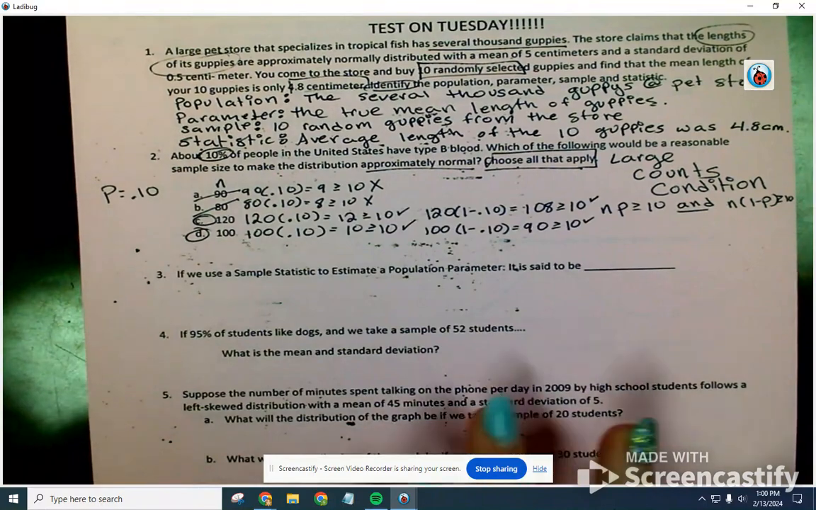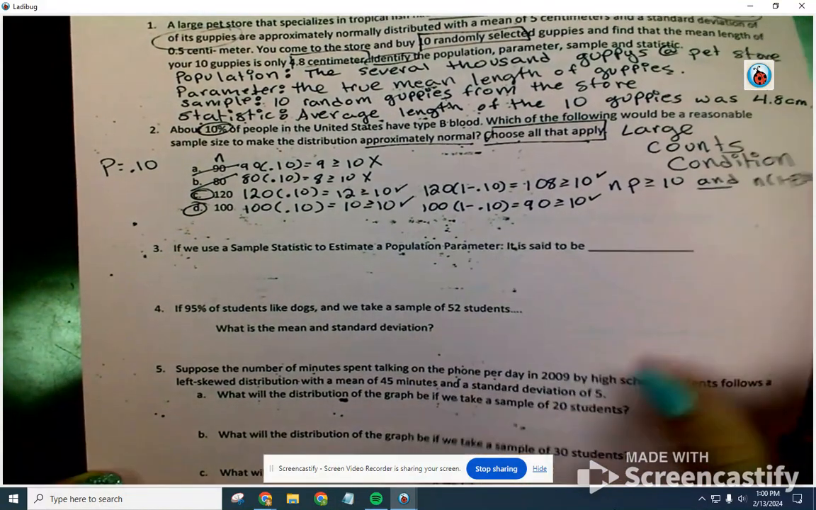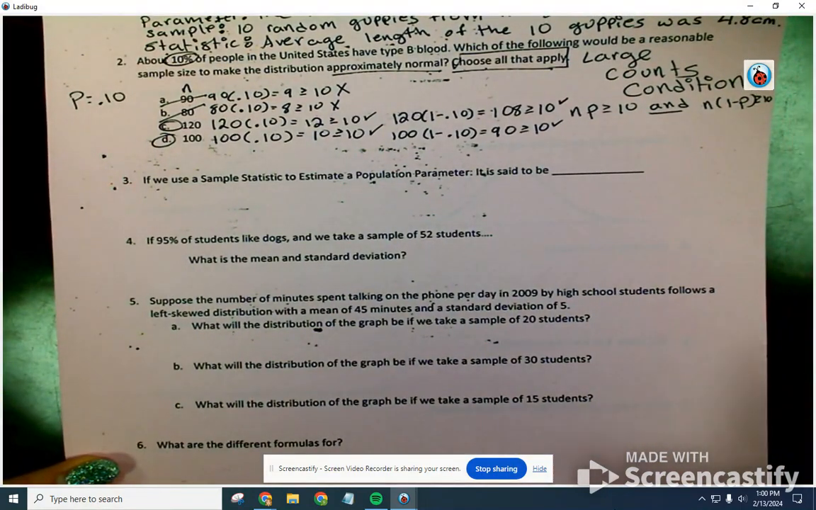So both 120 and 100 would be good sample sizes. Number 3 is just a general, you need to know this, okay?